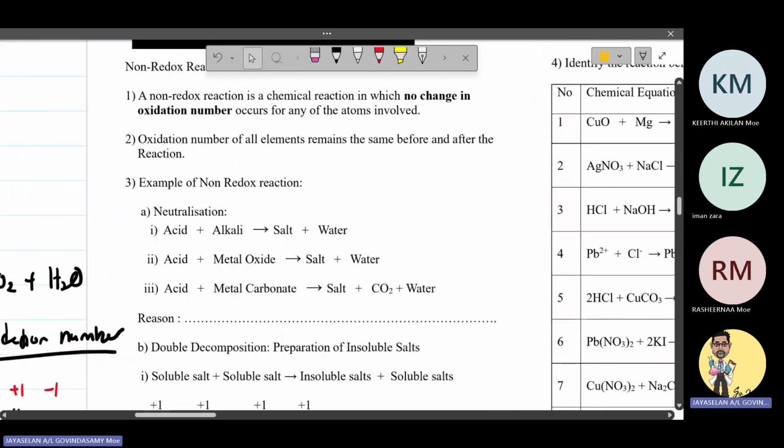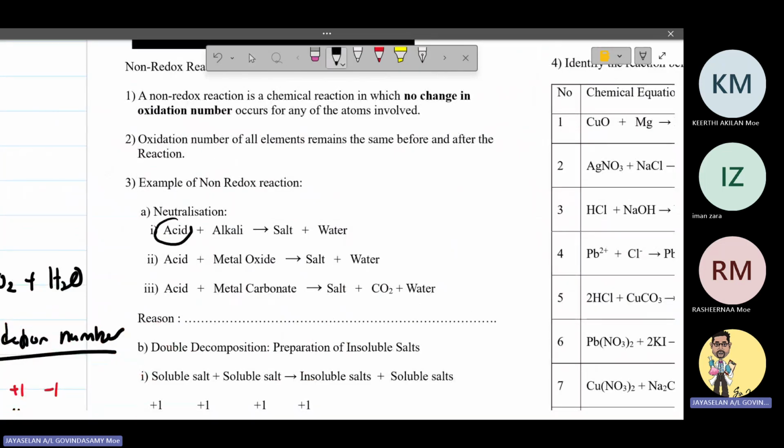Okay, so I already put why non-redox. When you see acid, acid, acid, all neutralization, non-redox. The reason is there is no change in oxidation number. You already score 1 mark.